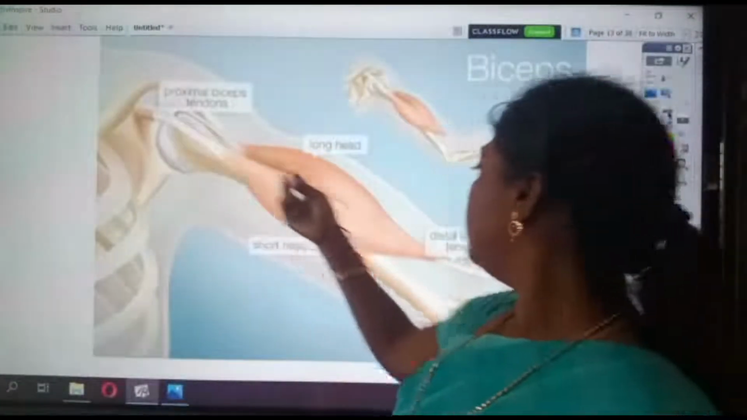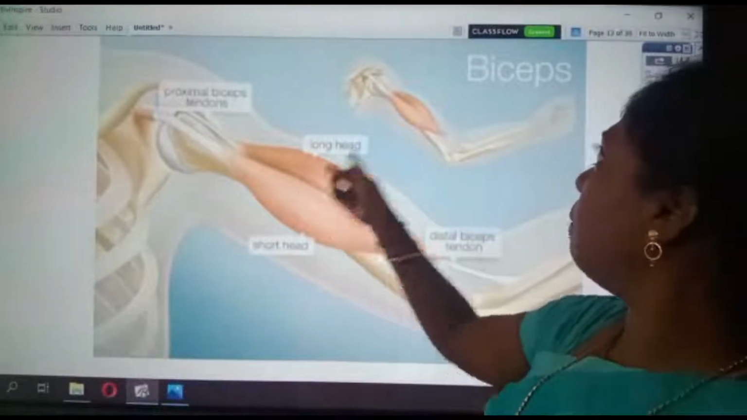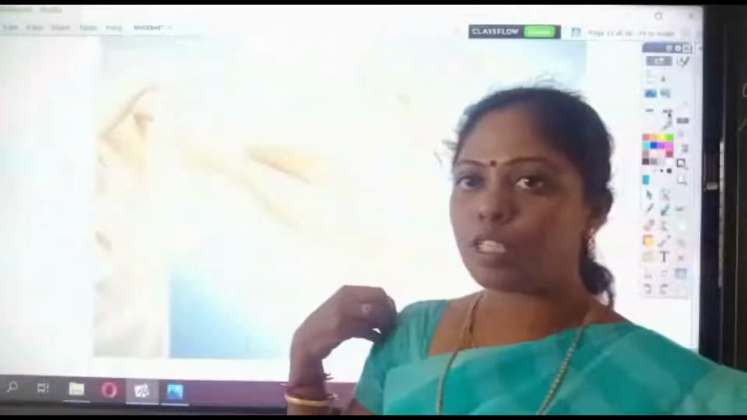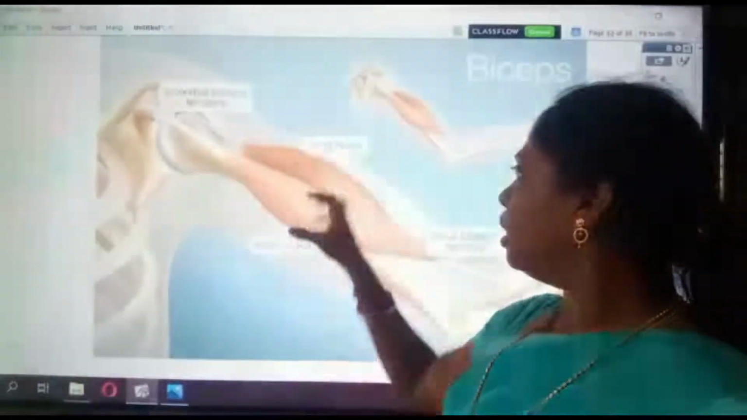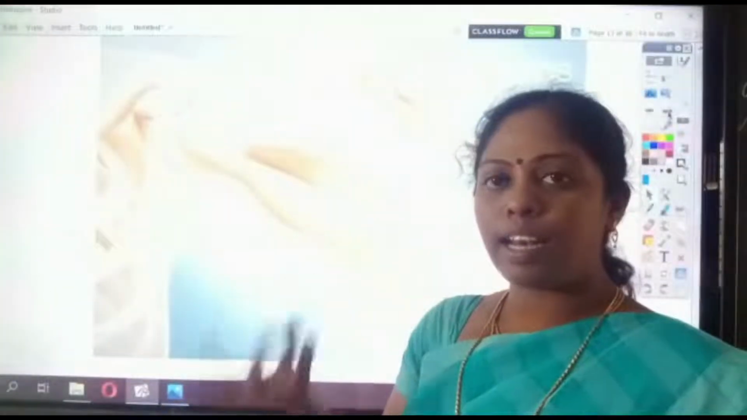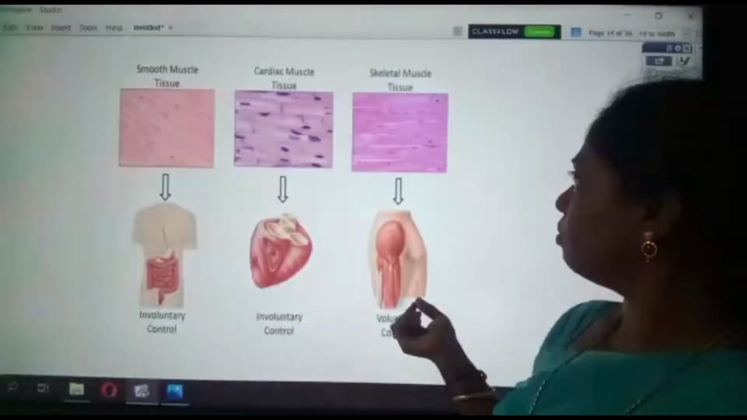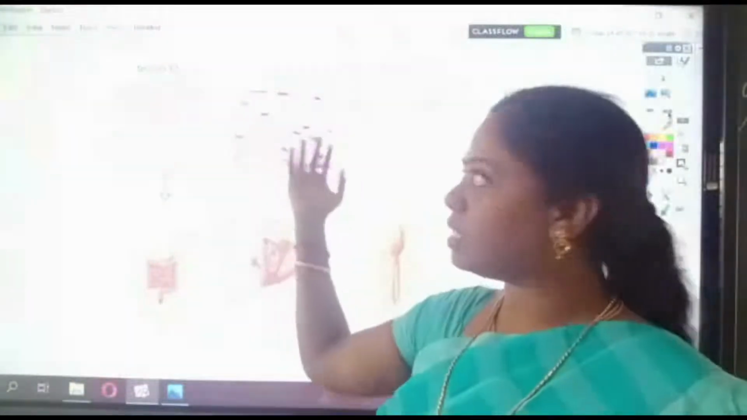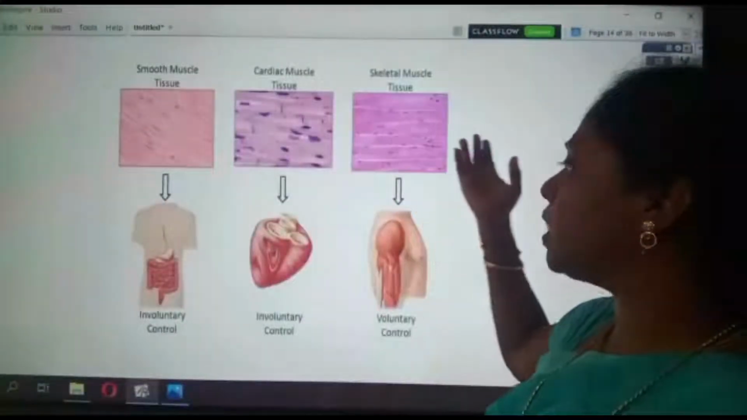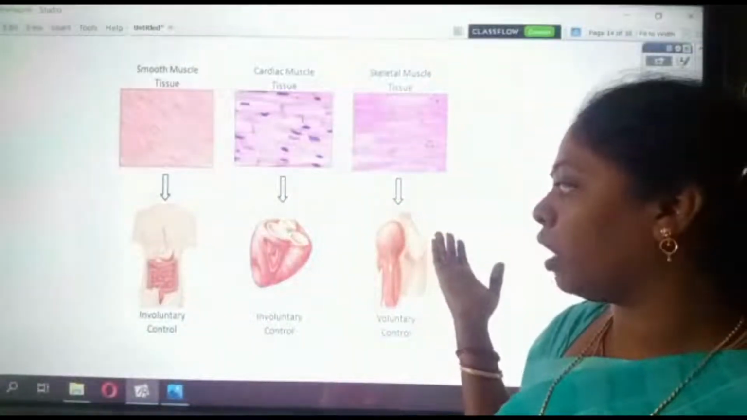See the hand muscle. Here this is the biceps muscle. It enables us to move our arm. The muscles contract and relax so that the body moves. There are other types of muscles like smooth muscles, cardiac muscles and skeletal muscles in our body.